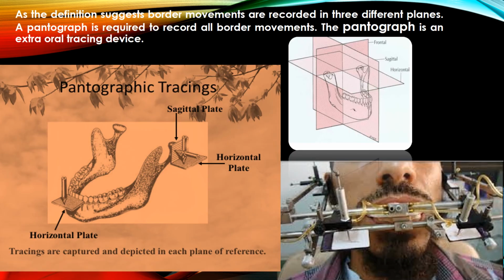As the definition suggests, border movements are recorded in three different planes. A pantograph is required to record all border movements. The pantograph is an extraoral tracing device.